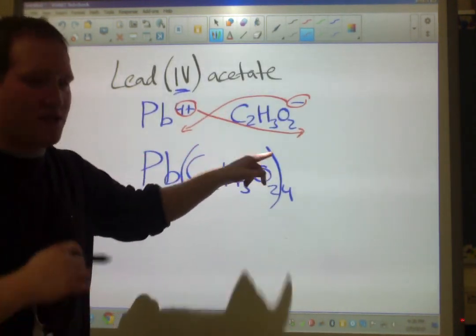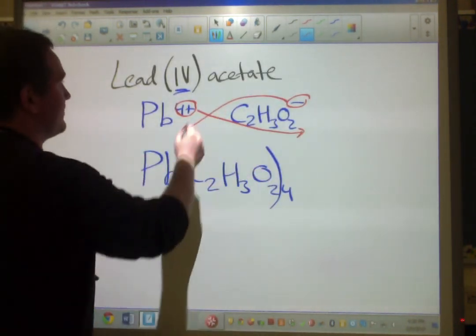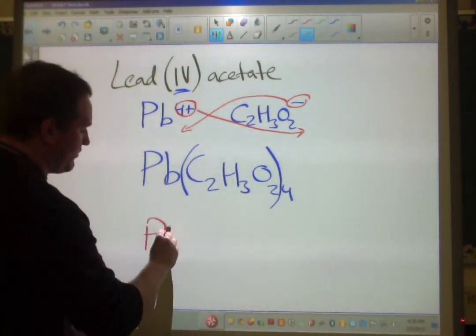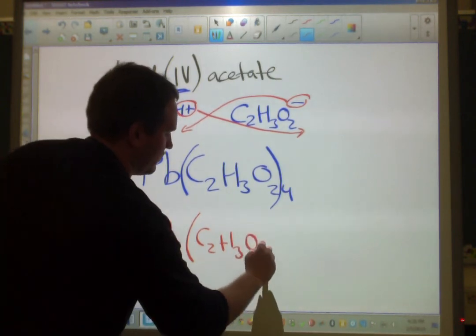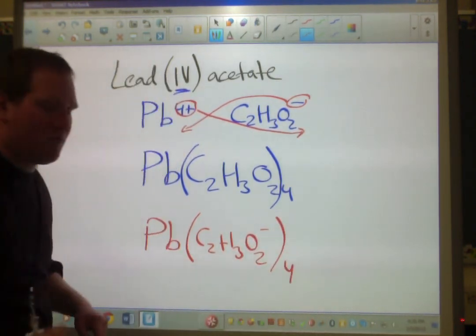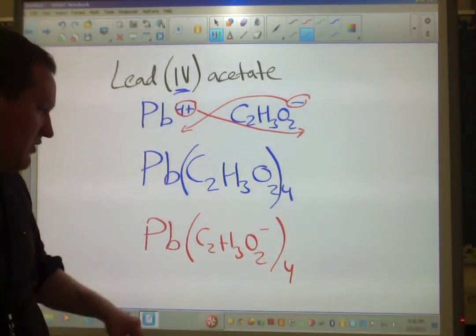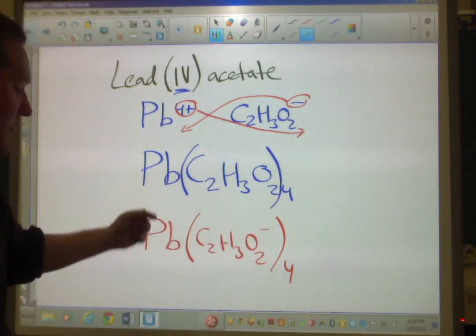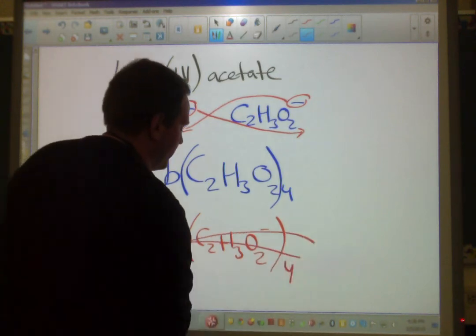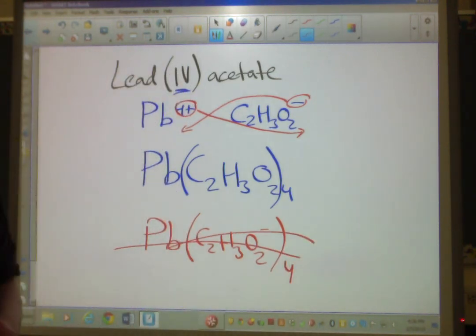compounds. I see way too often someone will put something like Pb C2H3O2 minus 4. By being in an ionic compound, this 4, or this negative, gets canceled out because we have 4 of them with the lead 4. So make sure you don't include the charge there.